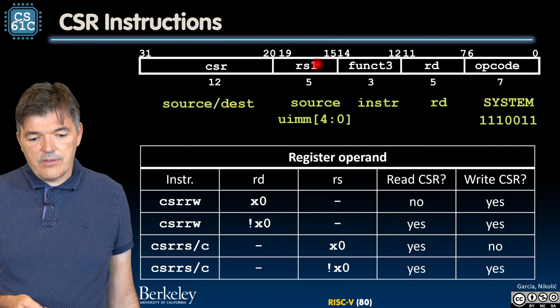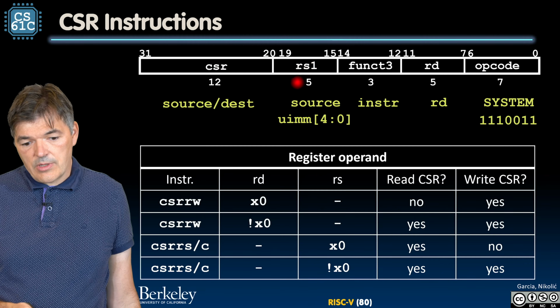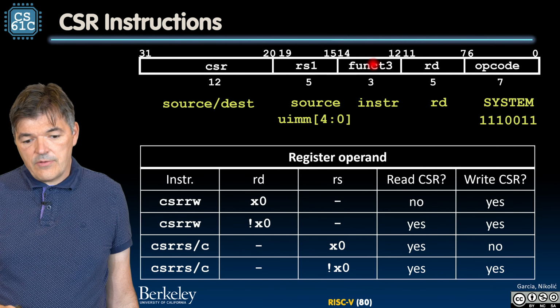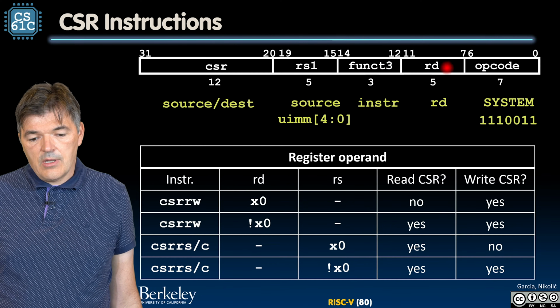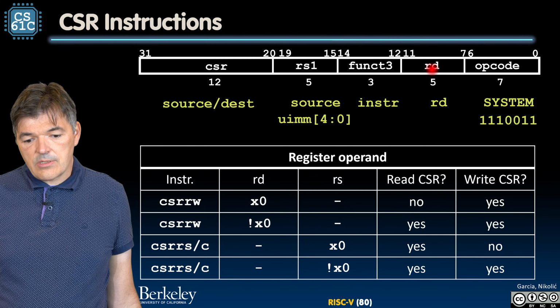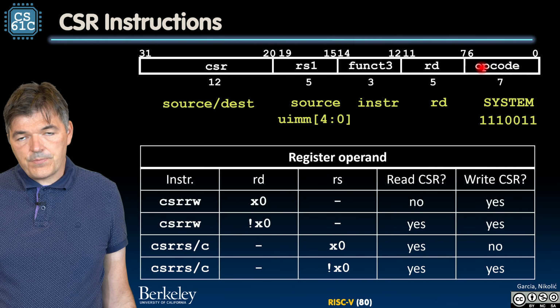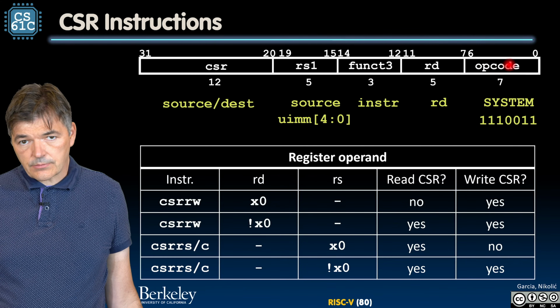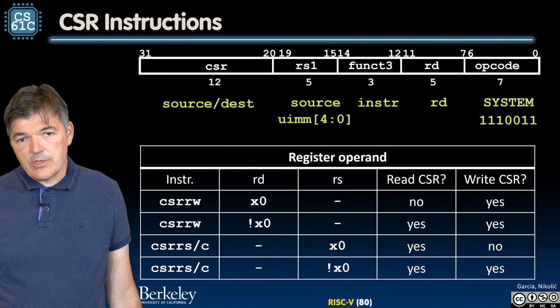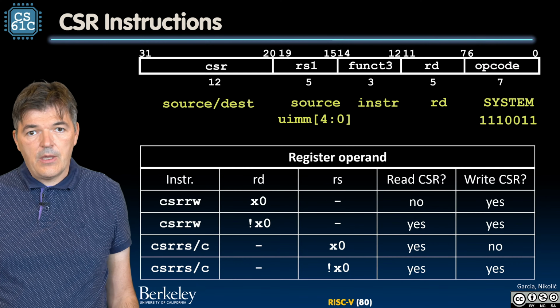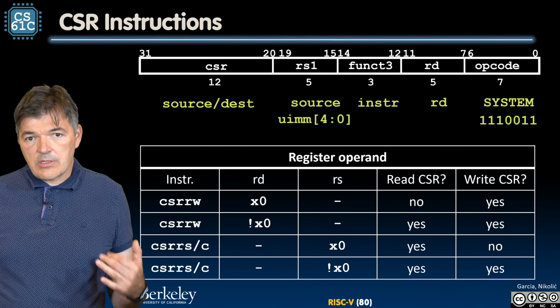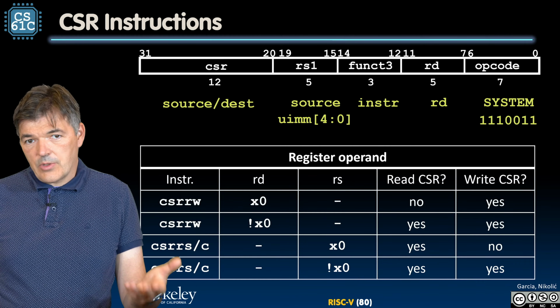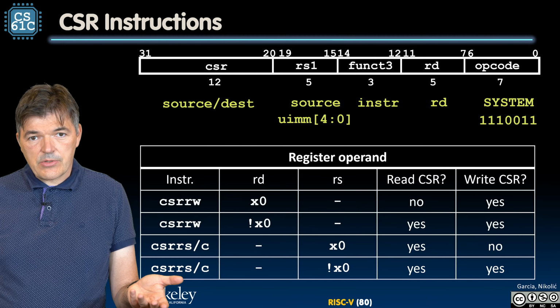Then we have a field for the source register or the immediate. The Func3 field designates which instruction we are executing. RD is the destination register, and the opcode is of a system type shared with some other instructions. So the way these CSRs work is they generally work with our general purpose registers.